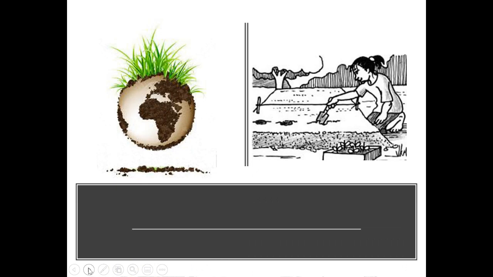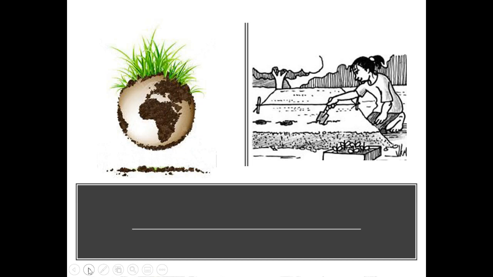Next group of pictures. What do you notice or see? I notice or I see. Well, in the first picture, I notice the earth. And on the earth, I see dirt or soil and things growing out of the earth. In the next picture, I notice someone digging in a garden in the dirt or earth.